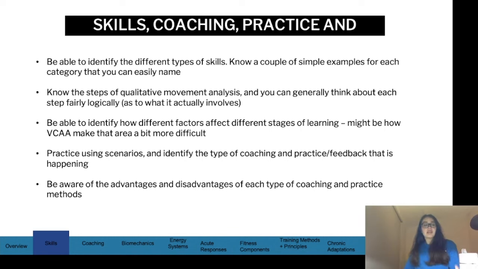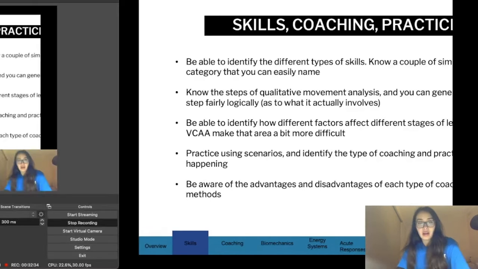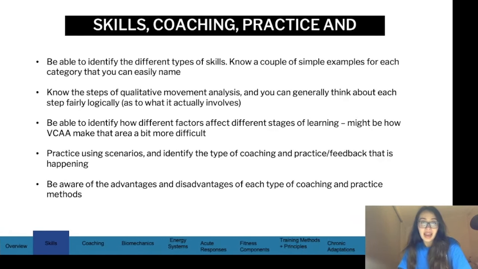Okay, hopefully you guys can see me. I got some more water. So we should be good to move on to biomechanics now, which is a pretty heavy area of study.